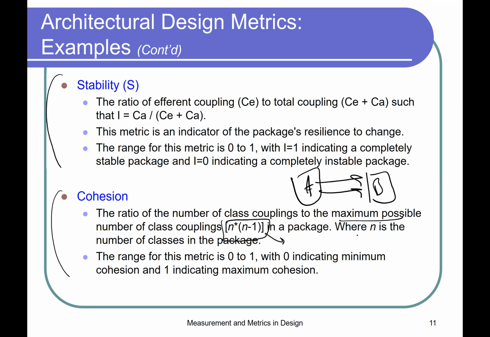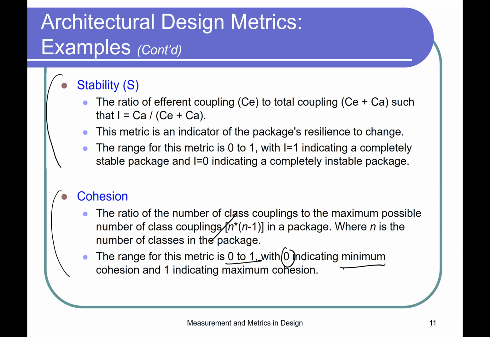Now we look at the number of classes in my package that actually do have coupling. I divide it by n multiplied by n minus 1, and that gives me a ratio of how many relationships actually exist from those that maximally could have existed. I end up with a ratio of 0 to 1. 0 means basically I have no cohesion.